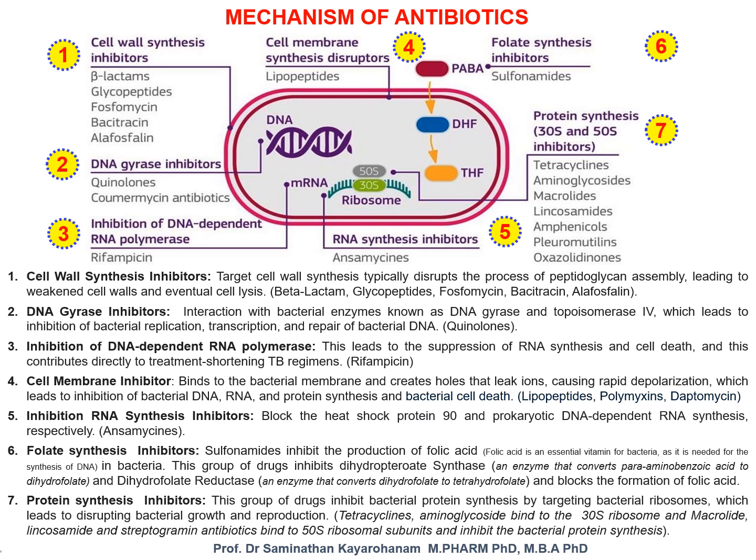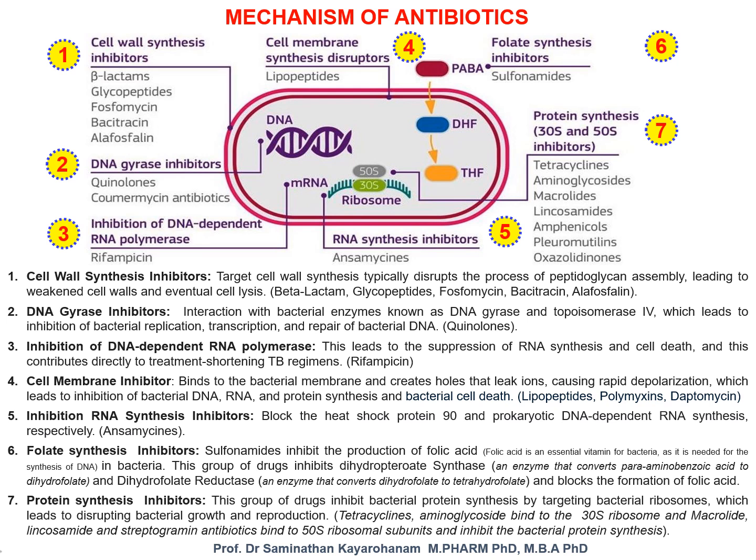Mechanism of antibiotics. Number 1. Cell wall synthesis inhibitors. Targeting cell wall synthesis typically disrupts the process of peptidoglycan assembly, leading to weakened cell walls and eventual cell lysis. Examples: beta-lactams, glycopeptides, fosfomycin, bacitracin, alpha-phosphorylin.